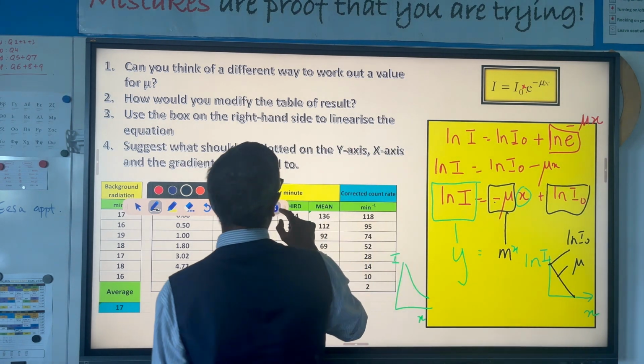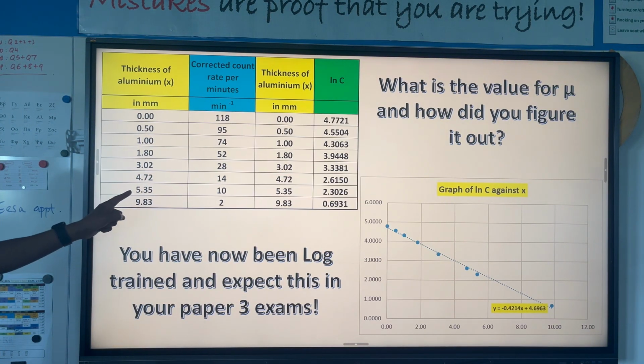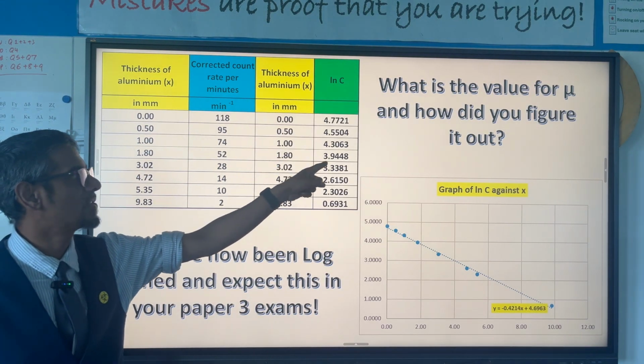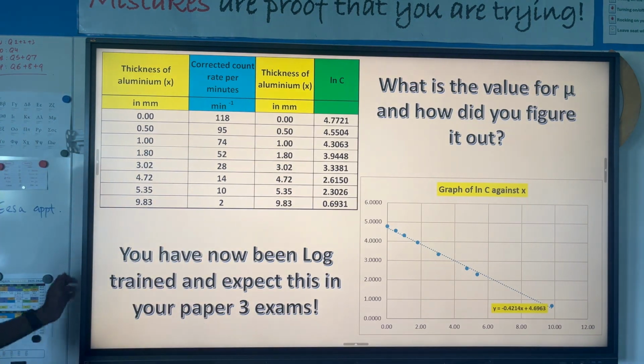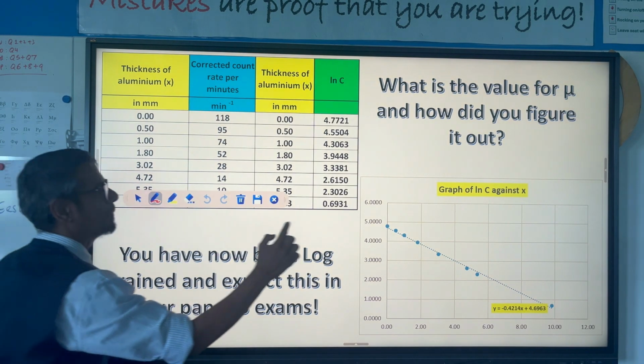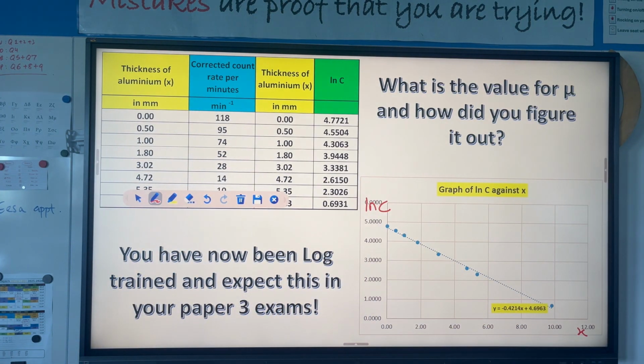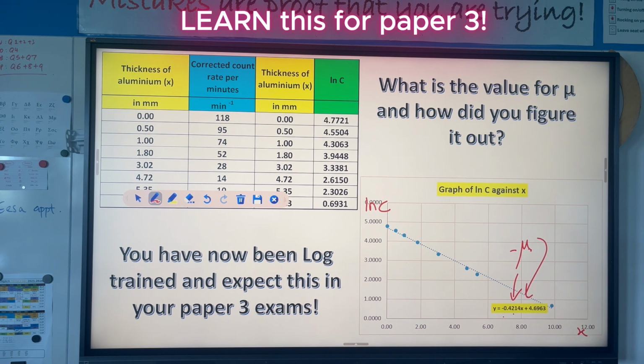So how do we modify the graph? You'll need ln I, and all you've got to do is change this table of results so that you now have ln C. And I did that already for you. So if you plot ln C against x, and I've used Excel to do that for me, you get a value of 0.4, because the value is directly minus mu. Minus mu is minus 4.2, so my mu, in my particular case, will be that. And this is very, very important for your paper 3.